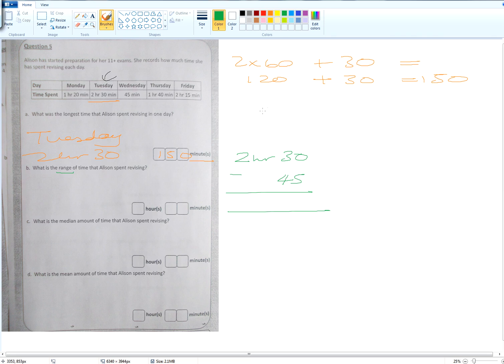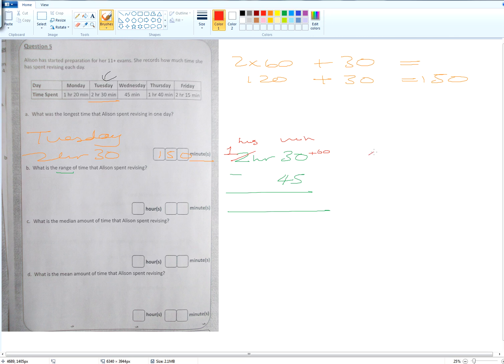Hang on a second, folks. Let's just calm down a bit, please. Give me a moment while I set up this question. Now, 2 hours 30 minus 45. Can we do 30 minutes minus 45 minutes? No. So we borrow an hour from here, leave 1 hour behind. When you add the hour onto here, what do we add? 60, because you're not adding on 1, you're adding on 60 minutes.